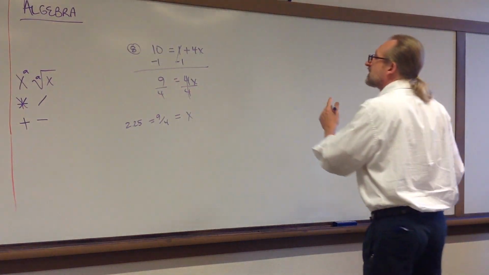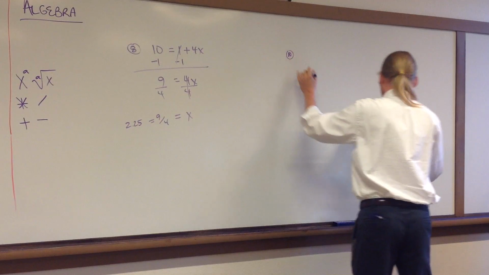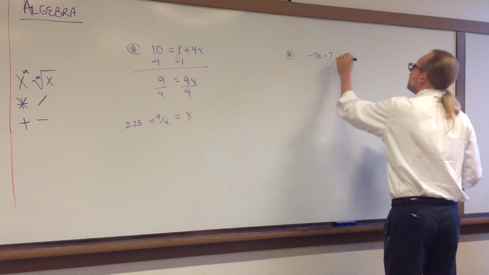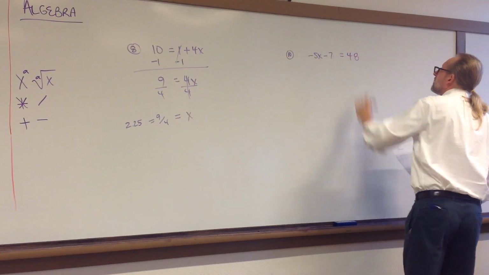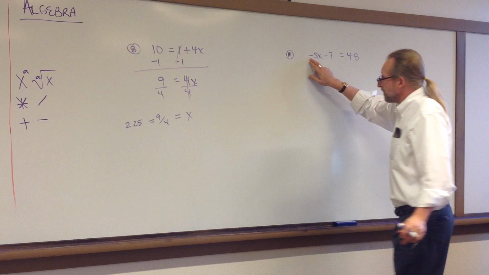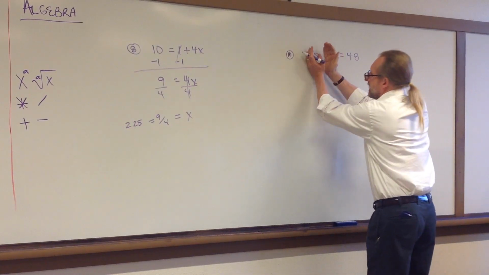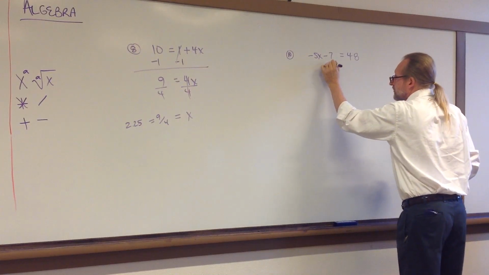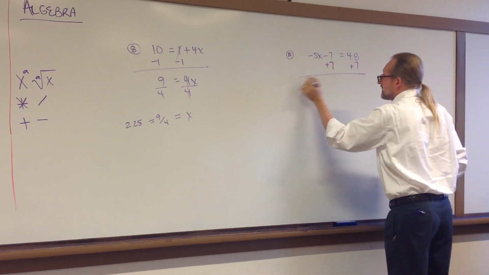Well, let's look at problem 10. Here we've got negative 5x minus 7 equals 48. So, our x is over here. It's getting multiplied by the negative 5. So we want to take this negative 5x and get it by itself. And to do that, we want to add 7 on both sides.